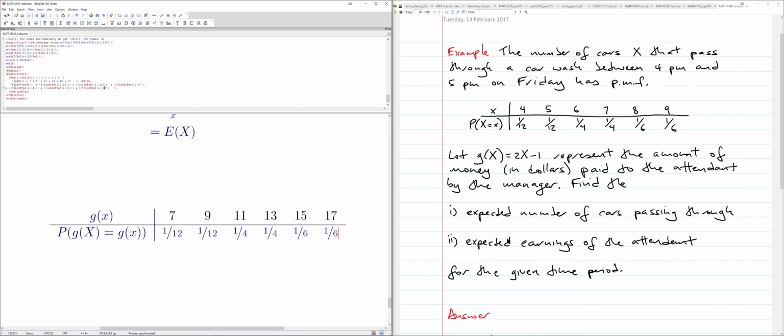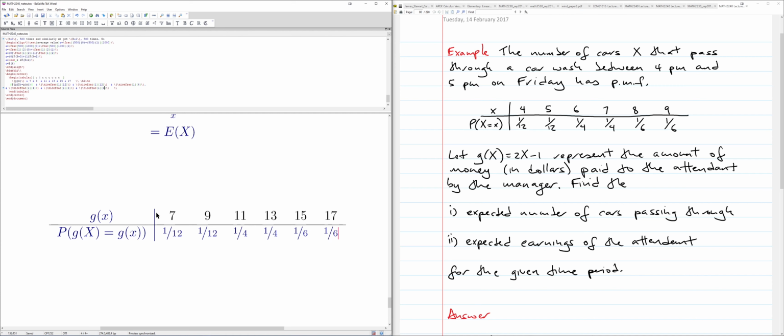Okay, so let's work out this problem here. The number of cars x that pass through the car wash between 4 and 5 on Friday has this PMF over here. We worked out part 1 already. Let's work out part 2. The amount of money, the earnings by the attendant, is given by g of x, this function of a random variable, which is 2x minus 1. And what we want is his expected earnings.